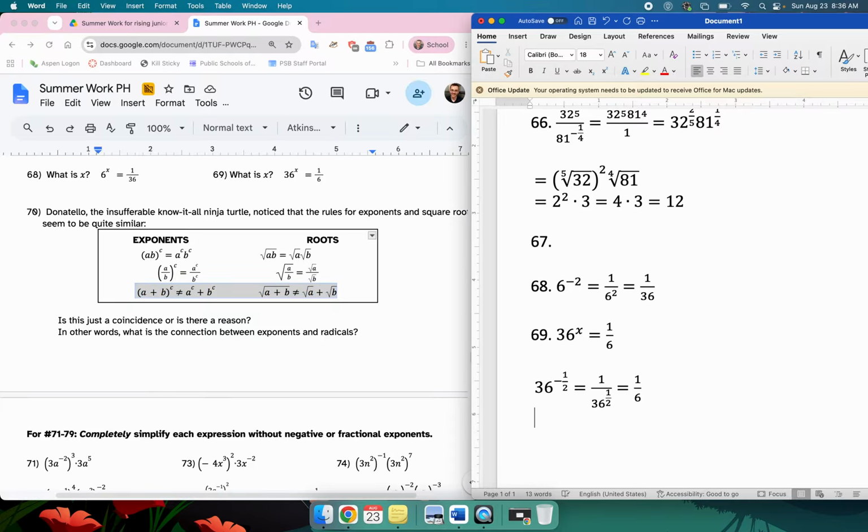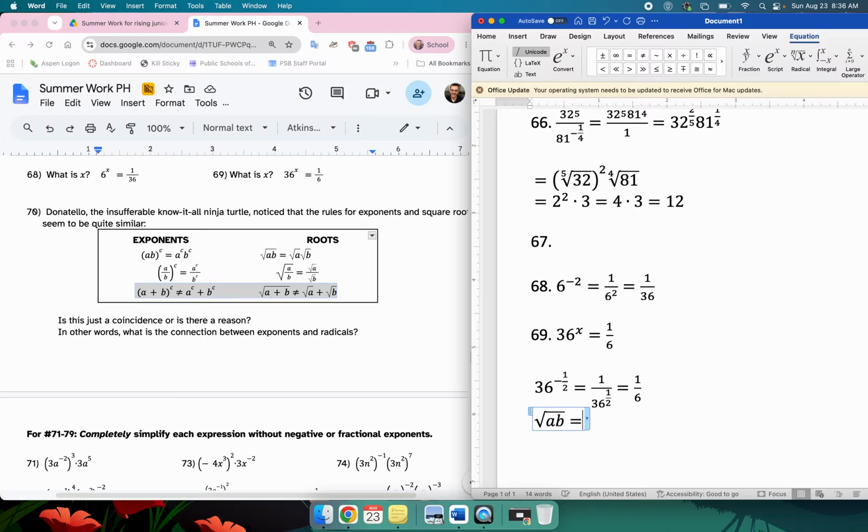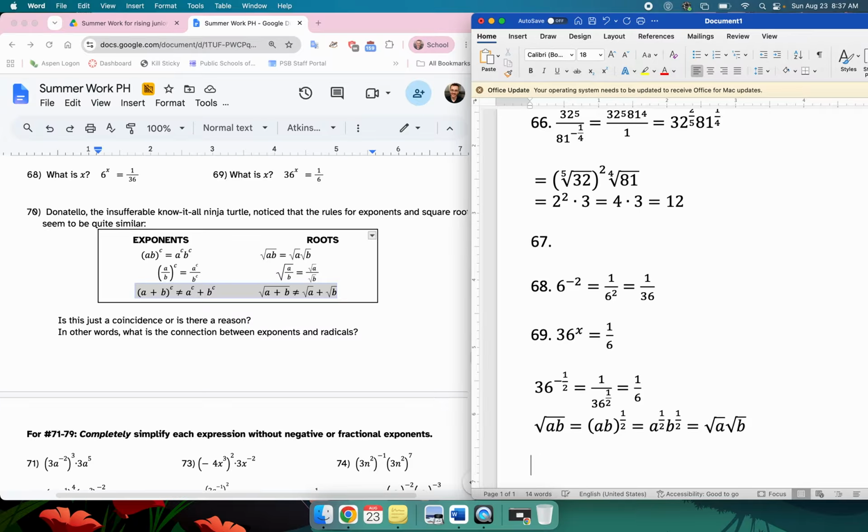It's because roots are exponents. Like, the square root of AB literally is AB to the power of 1/2. And then since exponents distribute, I can write, oh, that's A to the 1/2, B to the 1/2. And then I can just go back and say, oh, but A to the 1/2 is square root of A, and B to the 1/2 is square root of B. So the rules governing roots and exponents are the same, because roots are literally exponents. Okay, so that's why.